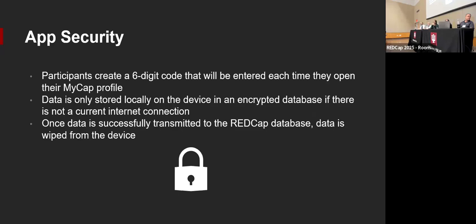Something that is really important to think about is the security of this. When a participant is being onboarded into the app, they will create a 6-digit code that they will need to enter every time they open their profile. So you can have multiple profiles on one device. Maybe you have a parent and child or 2 partners that are enrolled in the same study. And so every profile will have their own unique 6-digit code that they set up.